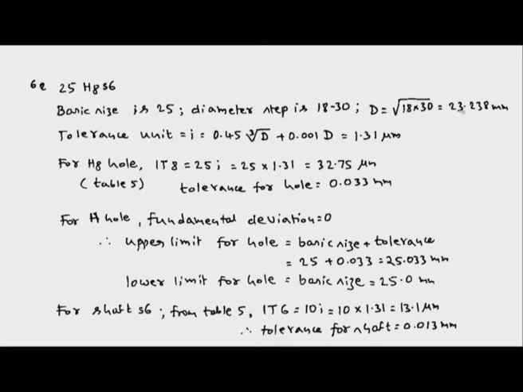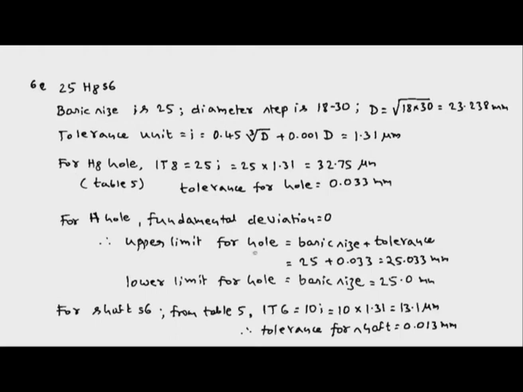So, the mean diameter is 23.238 millimeter, and then we can find the tolerance unit by feeding the value of D. We get 1.31 micrometer as the tolerance unit, and then for H8 hole from table number 5 we are using IT grade 8. So, IT8 is equal to 25 I. So, tolerance value for the hole is 0.033 millimeter, and for H hole fundamental deviation is 0.